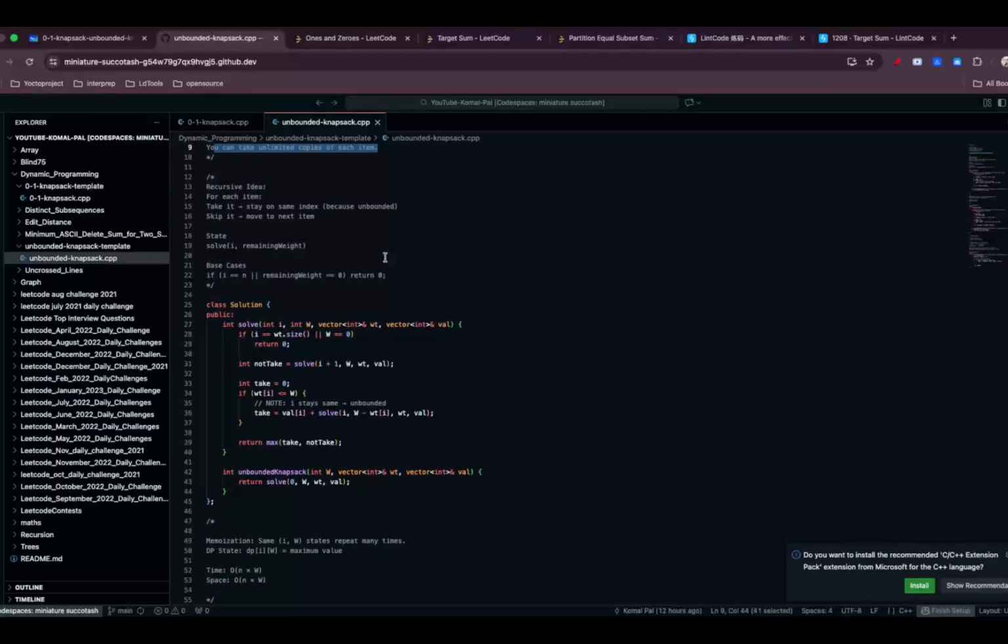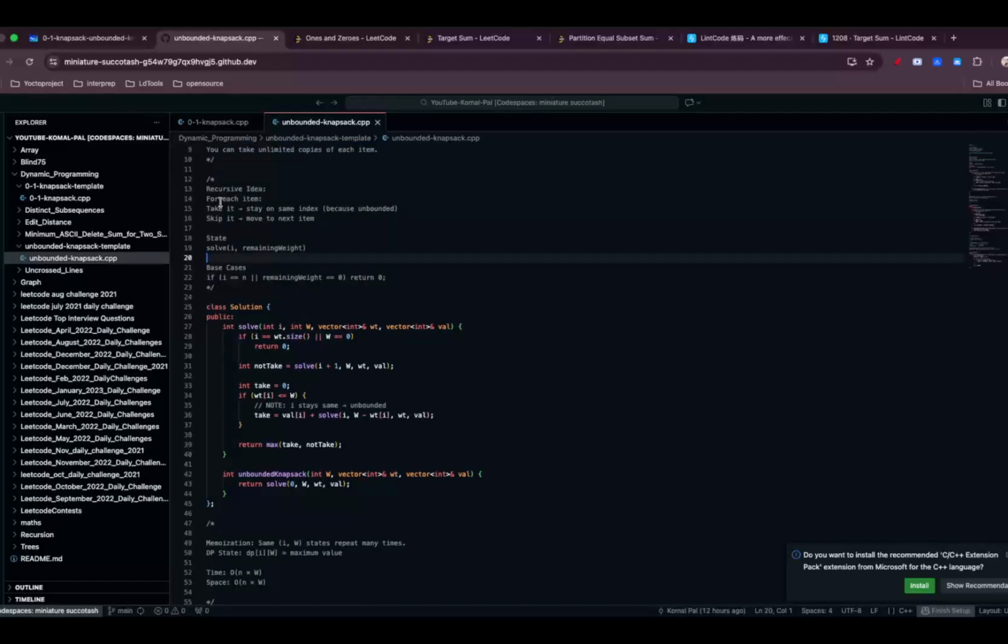Now how do we do it in a recursive manner? Earlier it was that we have this much supply and we can use this much, but now it's purely based on the target, whether we are able to achieve that target with that amount or not. Now here, take it and stay on the same index because it is unbounded, and skip it, that is move to the next item. That is where things change.